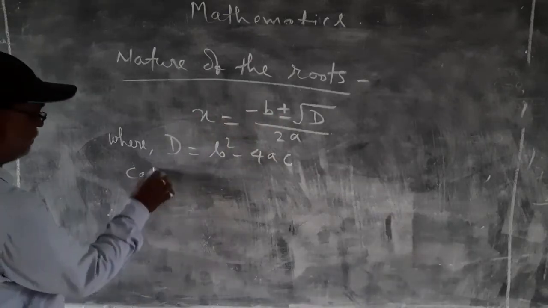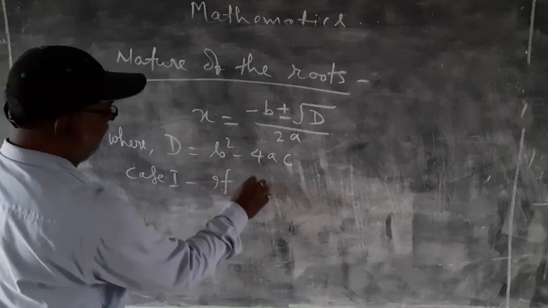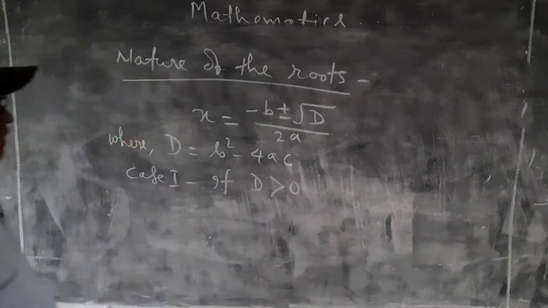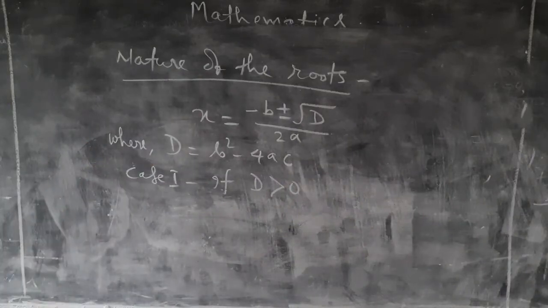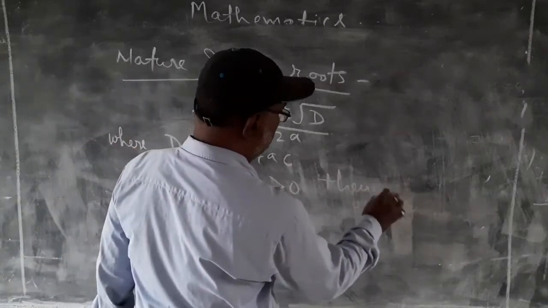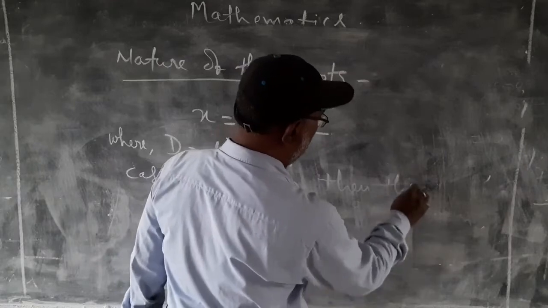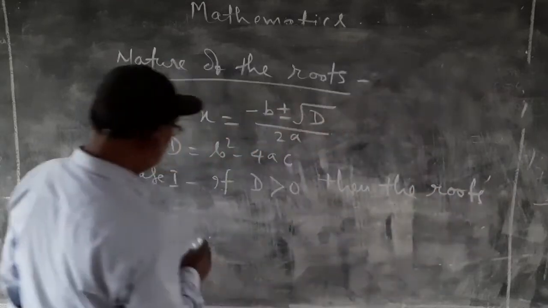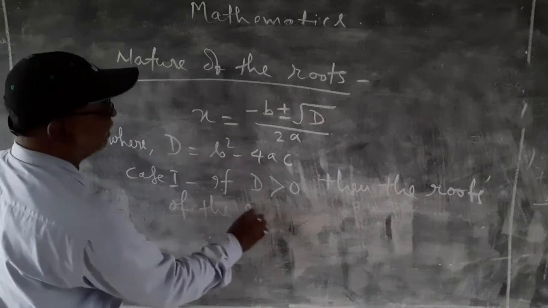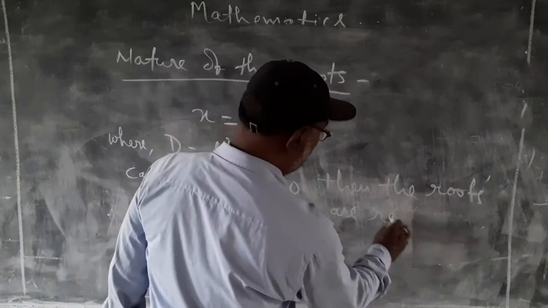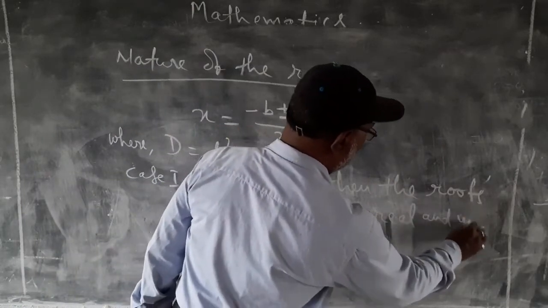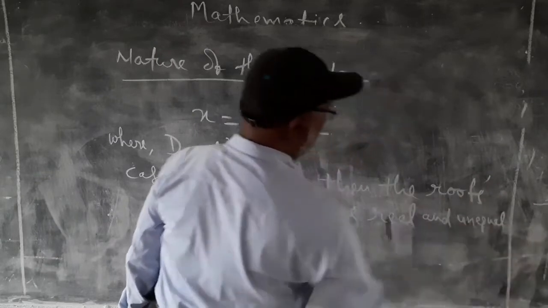Now, case 1: if d is greater than 0, if d is positive, then the roots are real and different, distinct. Therefore, there are two real roots. You can then write that the roots of the equation are real and unequal, that is, not equal. There are two different, distinct roots.